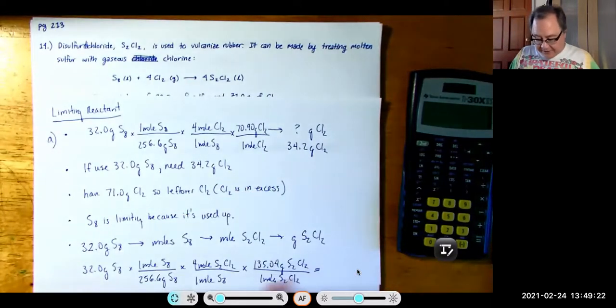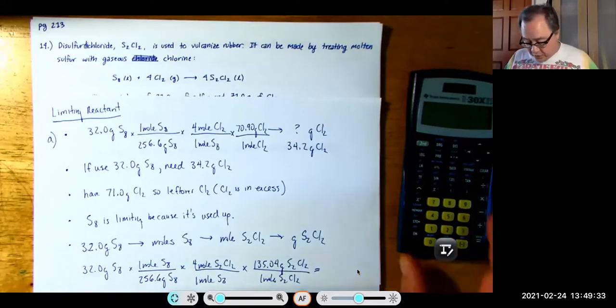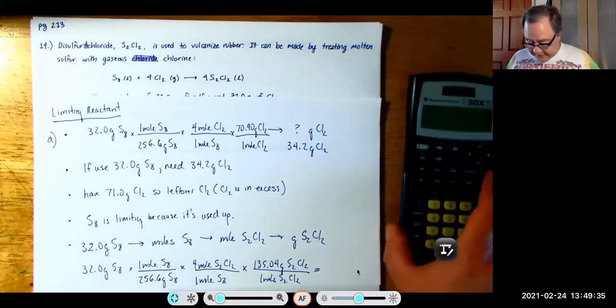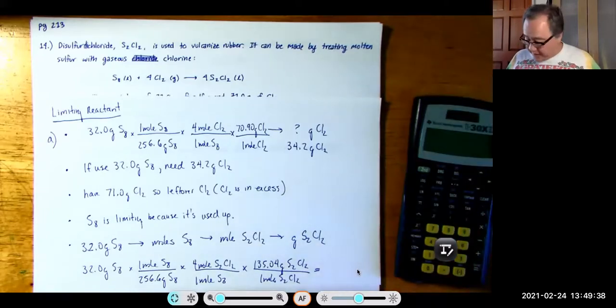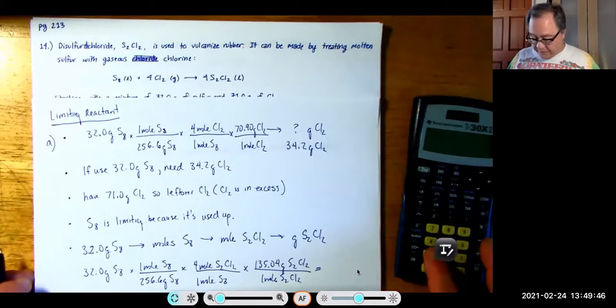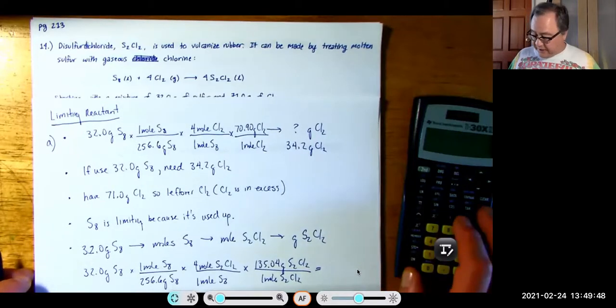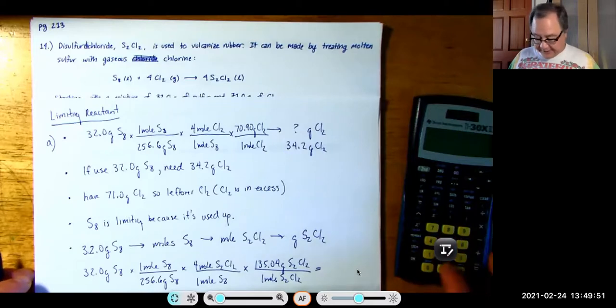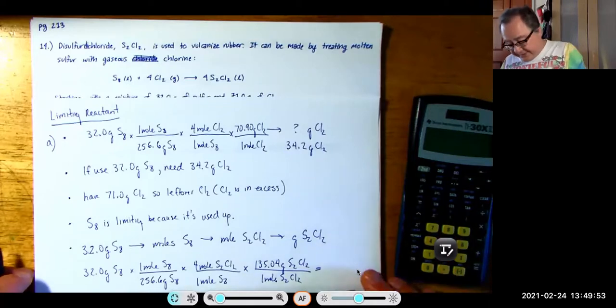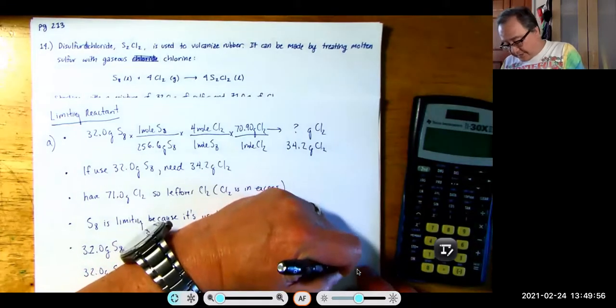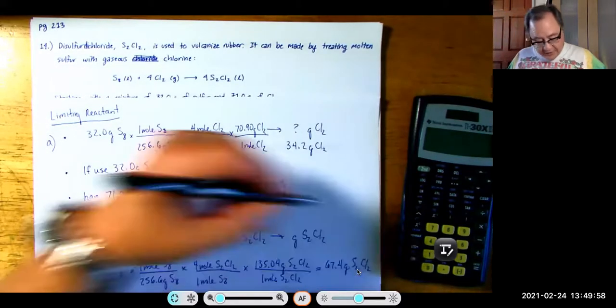So when we estimate this, I would venture that this goes into this about 2 times. 2 goes into 4 about 2 times. So 2 times 32 means I should get about 64 grams of S2Cl2, or disulfur dichloride. So 32 times 4 times 135.04 divided by 256.6 is equal to 67.4 grams of S2Cl2. So that's the answer to B.